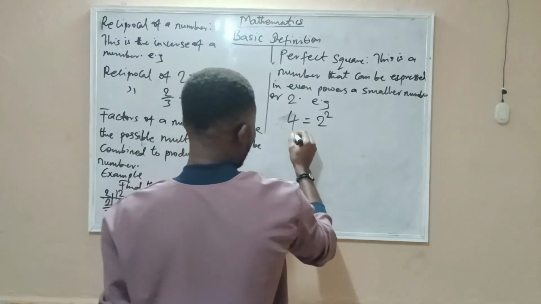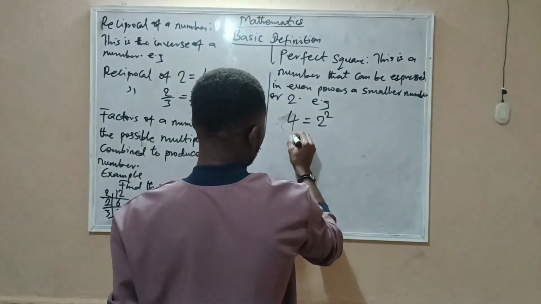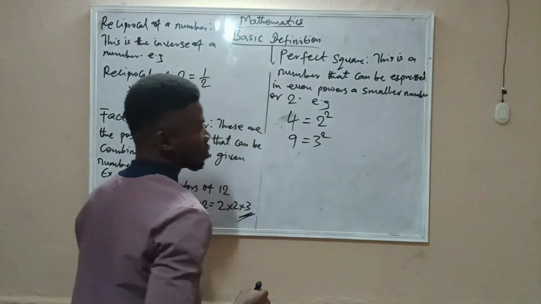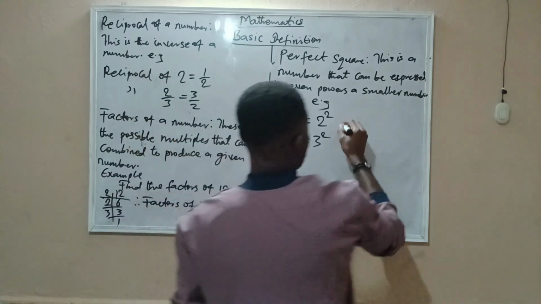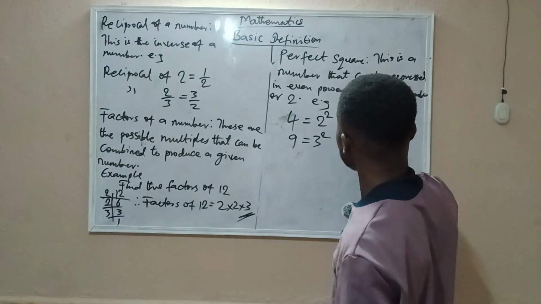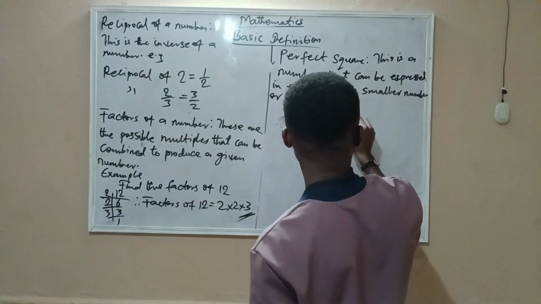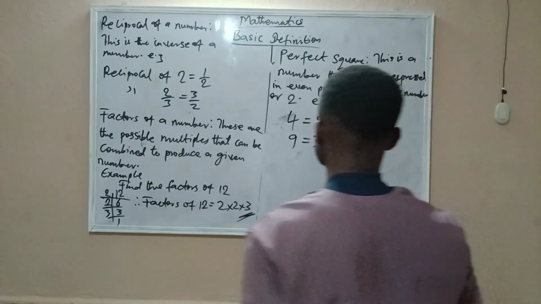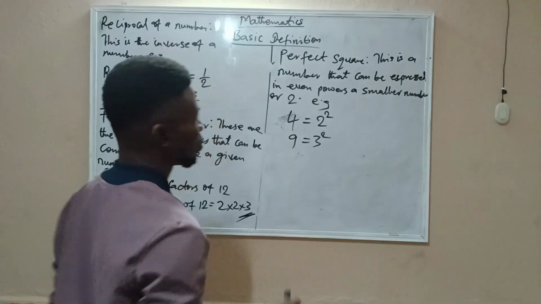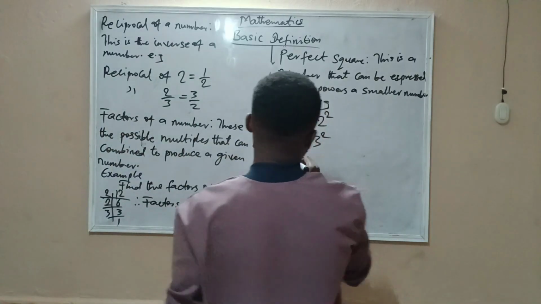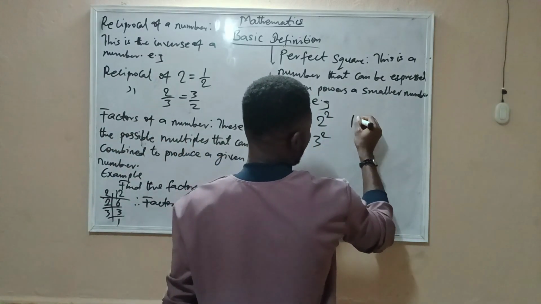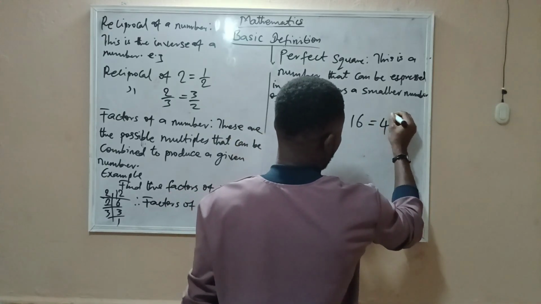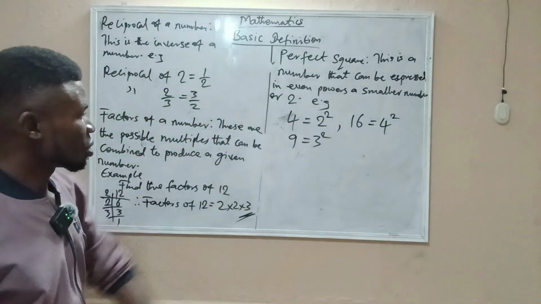Then 9 is also a perfect square. 9 can be expressed as 3 raised to power 2. Also, 15. Okay, no, 15 is not. 16 is a perfect square because 16 is the same thing as 4 to the power 2. And then so on and so forth.